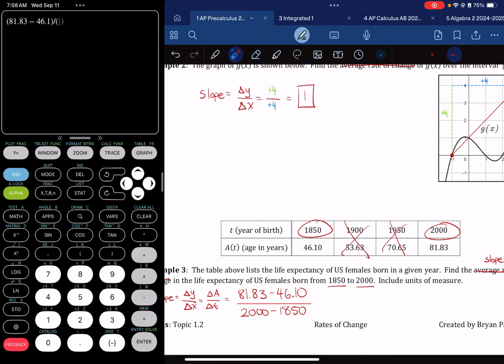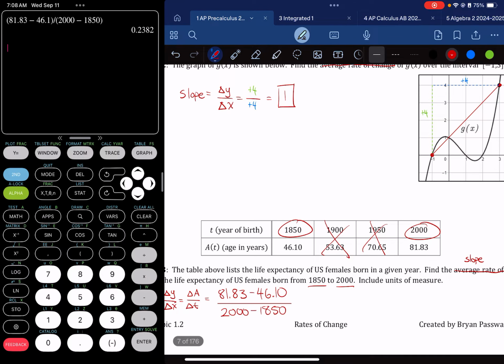This is the denominator. You can do this one in your head. It's 150, but you can say 2,000 minus 1850, and then end the parentheses, and that's how you should be doing your division. There we go. So I get exactly 0.2382.